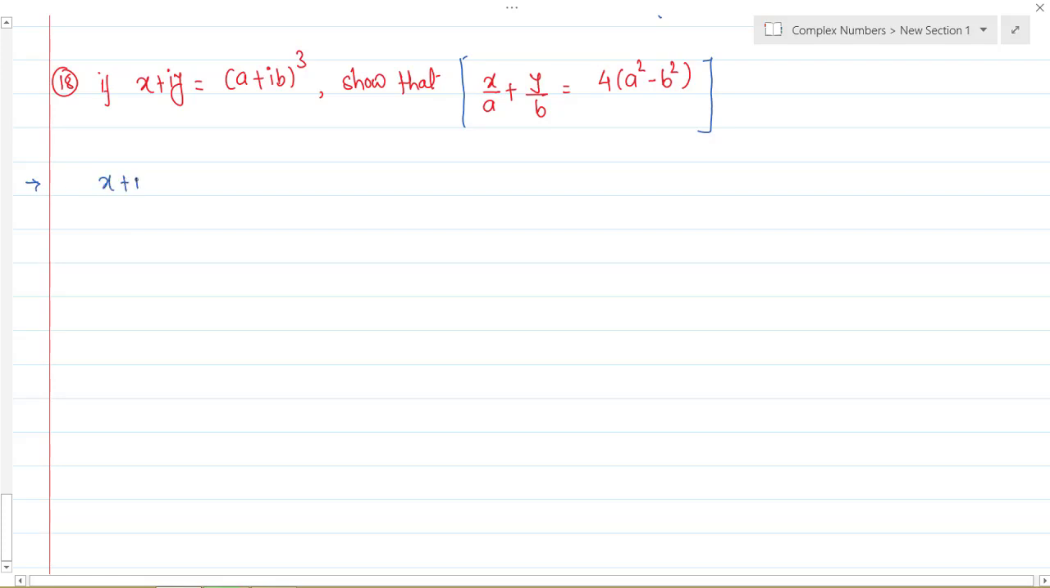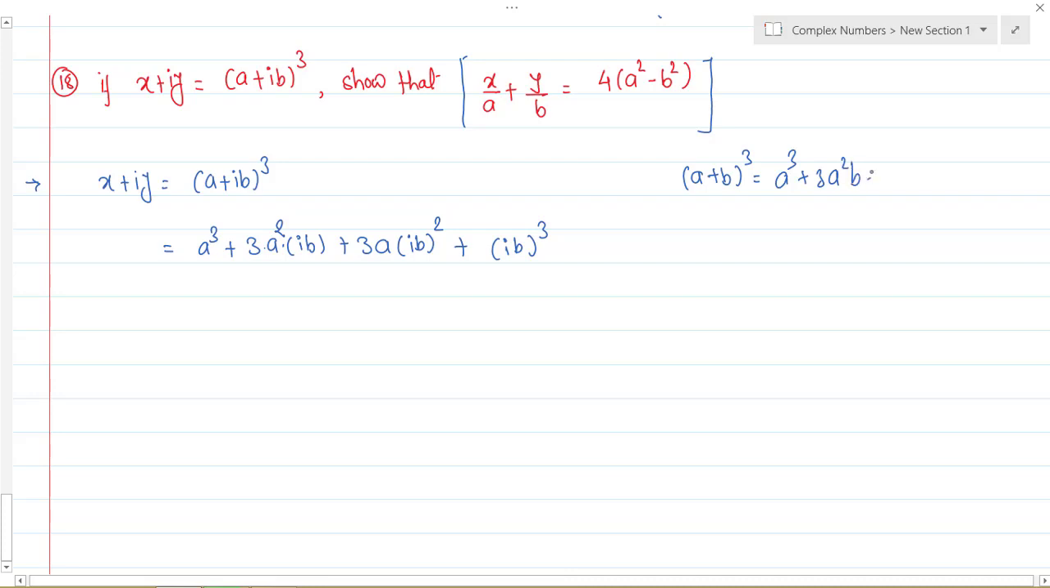So x plus iy is equal to (a plus ib) cube, which can be written as a cube plus 3 into a square into ib plus 3 into a into (ib) square plus (ib) cube. Okay, so I have used the formula (a plus b) cube, which is nothing but a cube plus 3a square b plus 3ab square plus b cube.